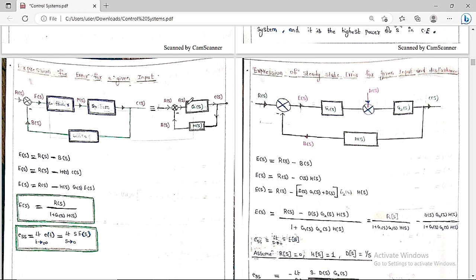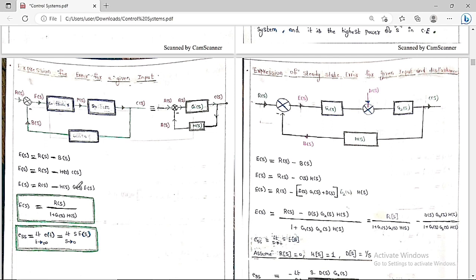So now we can say what is E of S? E of S is equal to R of S minus B of S. So what is B of S? B of S is nothing but H of S into C of S. Then what is C of S? C of S is equal to E of S into G of S.